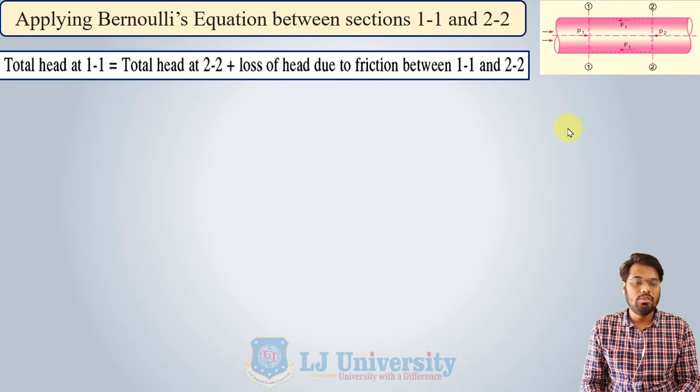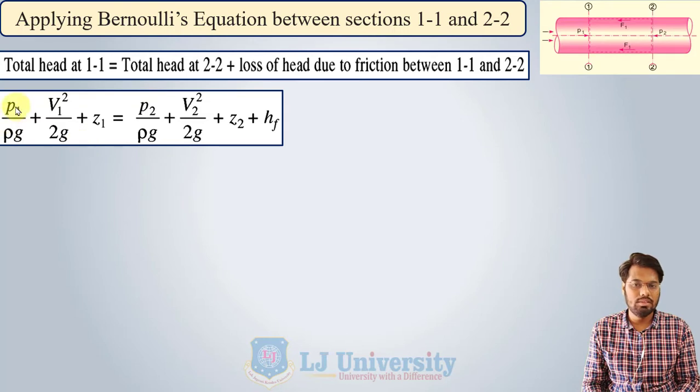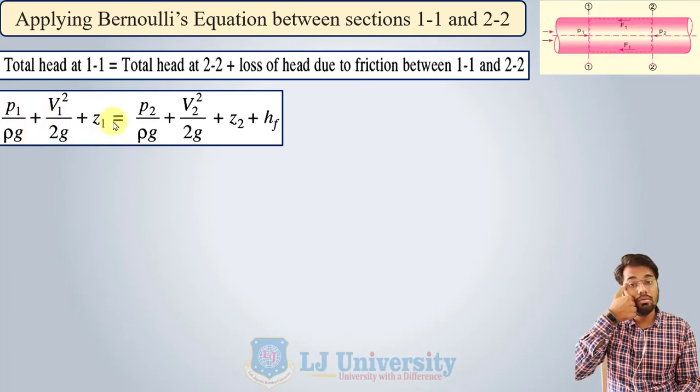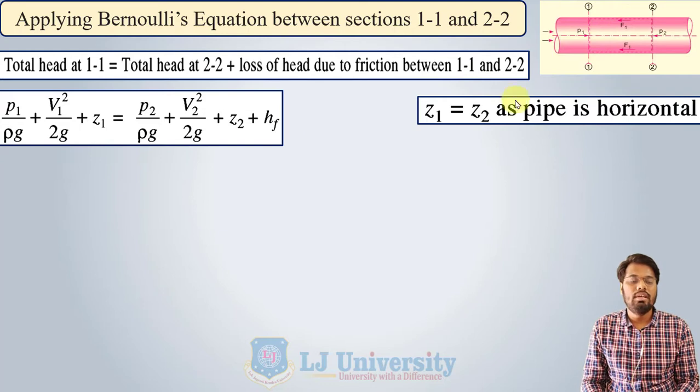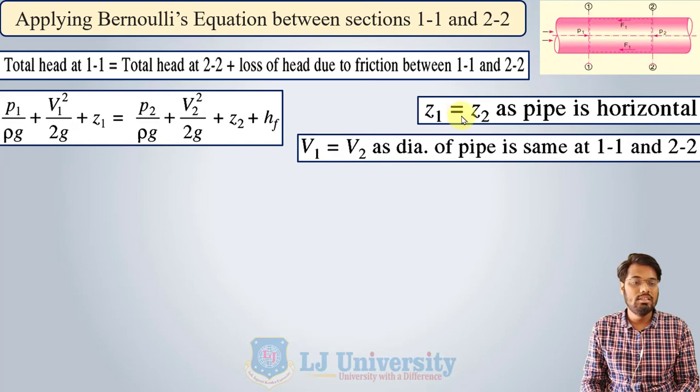Now, as we know, applying Bernoulli's equation for this example, we will get this is the pressure head, this is the velocity head and this is the elevation head. So, P1 by rho g plus V1 square by 2g plus Z1, this is kinetic energy, this is potential energy, this is pressure head. Similarly for section 2, plus HF, the loss of head due to the friction between section 1 and 2. As this is a horizontal pipe, Z1 is equal to Z2, as well as V1 is equal to V2, as the diameter between these two sections is constant.